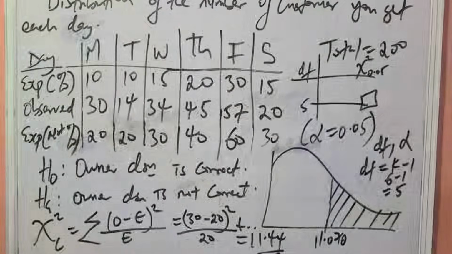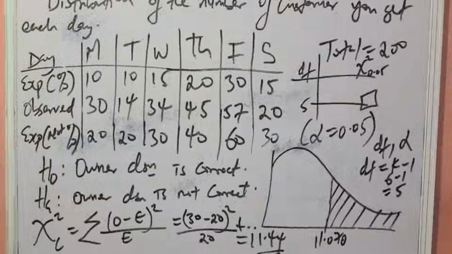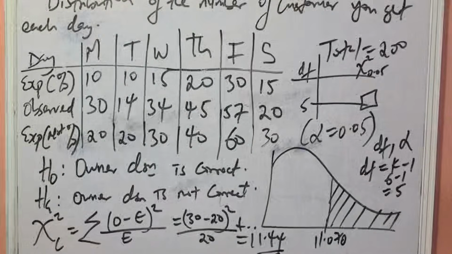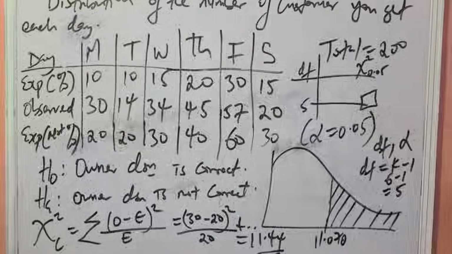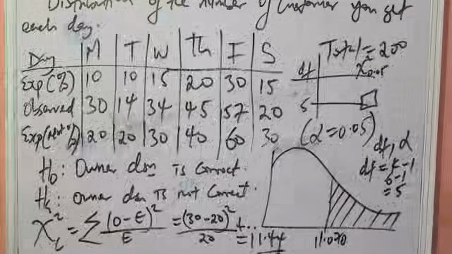So guys, getting 11.44 as a value, what do you think? Am I going to be rejecting or not rejecting the null hypothesis based on the critical region I have in front of me? So what's your decision? With 11.44 as the test statistic, am I going to be rejecting or not rejecting the null hypothesis?